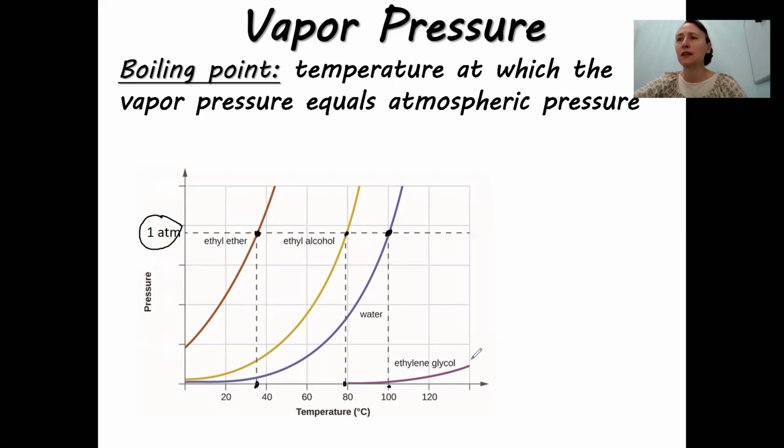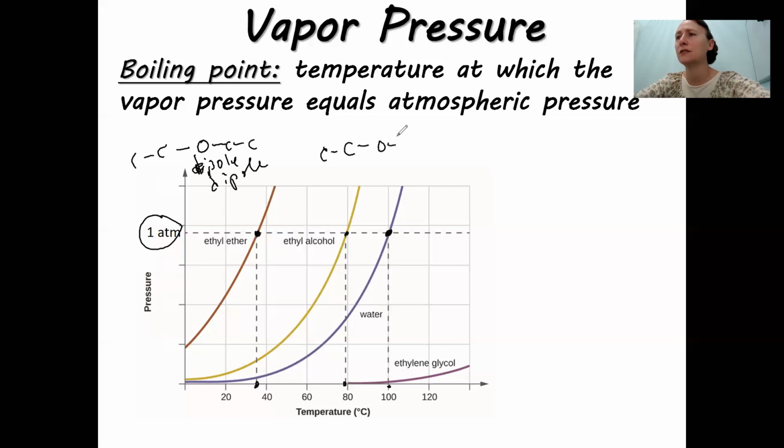You can look at the intermolecular forces for these compounds. For ethyl ether, we're going to have an oxygen with some carbon groups here and the associated hydrogen. So this is a polar molecule. It has dipole-dipole forces. Ethyl alcohol is going to be a 2-carbon group with an oxygen and hydrogen, a hydroxyl group on the end. So this has hydrogen bonding.